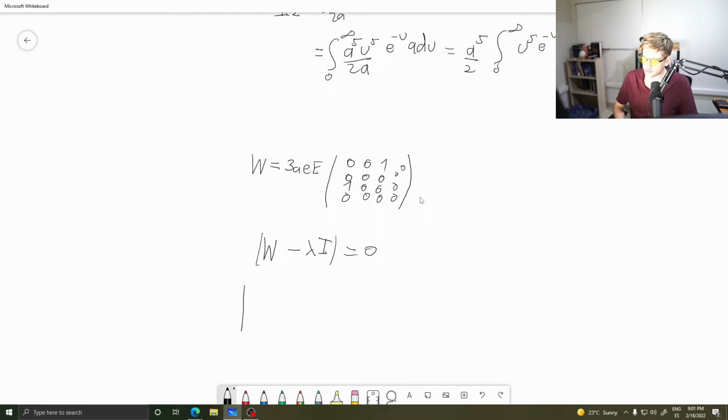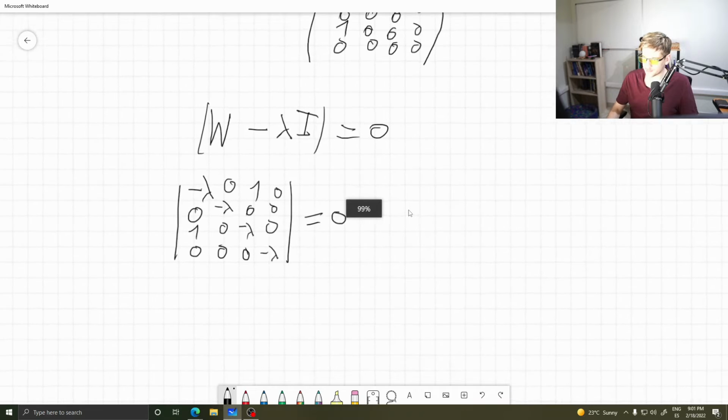So we need the determinant of minus lambda 0, 1, 0, 0, 0, 0, 0. Whoops, I missed one lambda there, so minus lambda. 0, 1, 0, 0, minus lambda, 0, minus lambda, 0, 0, 0. This has to be equal to 0. Okay, so let's take the determinant.